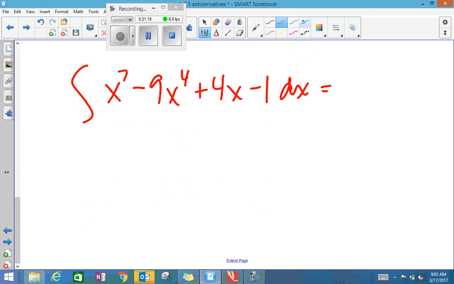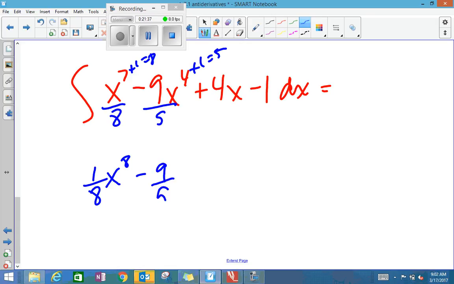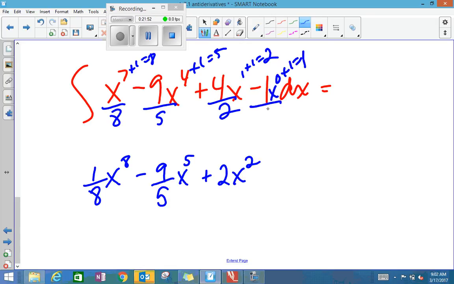Now, if I integrate, I add 1, get 8, divide by 8. So x to the 8th, so 1/8 x to the 8th. I add 1, I get 5, divide by 5, so minus 9/5 x to the 5th. X to the 1st, I add 1, I get 2, divide by 2, I get plus 2x squared. Negative 1 x to the 0, I add 1, I get 1, divide by 1, I get negative x plus c.